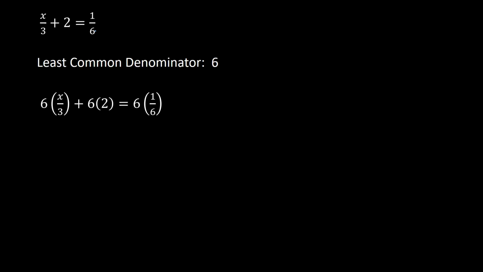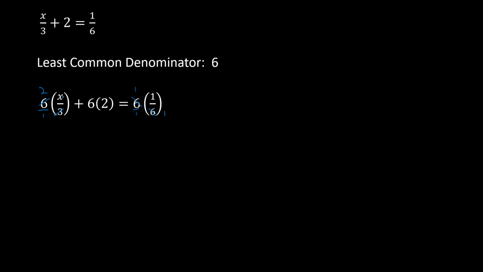So I take 6 times x over 3, plus 6 times the 2, equals 6 times 1 over 6. So when I multiply 6 times x over 3, remember 6 is the same thing as 6 over 1. So the 6 divided by 3 will cancel, and I have a 2 over 1. And then 6 times 1 over 6 would give me just 1, right? Because 6 over 1 times 1 over 6, the 6's would cancel, and I have 1 over 1.